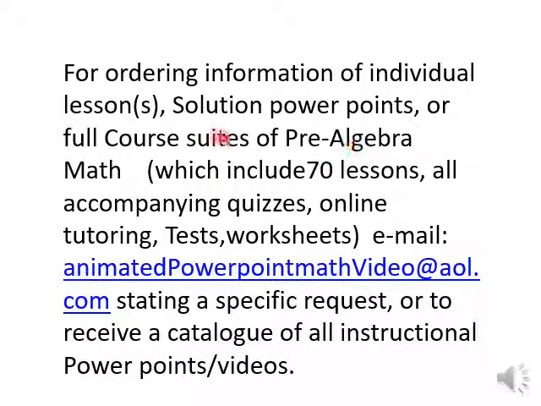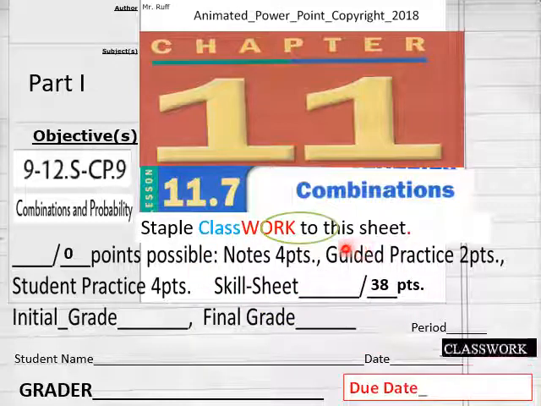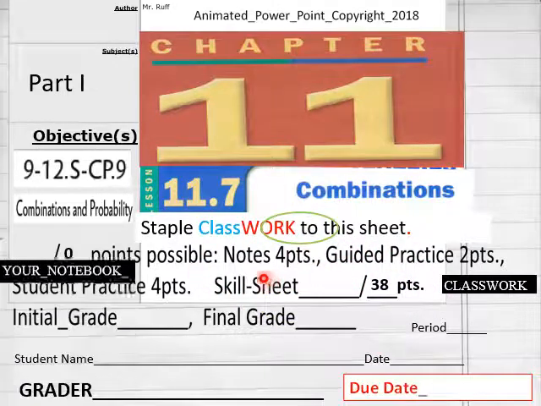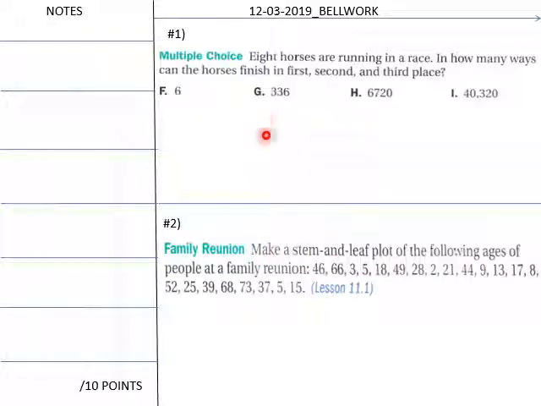Okay, everybody, getting ready to do lesson 11.7 of Pre-Algebra Math Part 1. Today we have a 38-point skill sheet in class work, and we have 0 points of note-taking. It's about combinations today. Here is your standard combinations and probability.